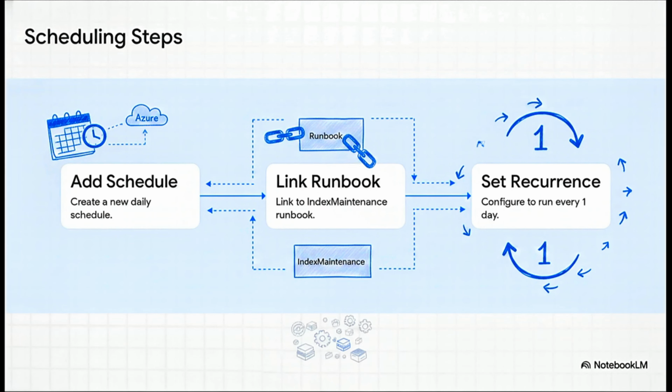The final steps to actually achieve this are beautifully straightforward. Inside your published index maintenance runbook, you just go to Resources, click Add a Schedule, and link it up. You'll name the schedule Daily Index Defrag, set the start time for 4 a.m. the following day, and set the recurrence to every 1 day. Once you hit Create, boom, you've officially built an automated cloud-native maintenance solution.